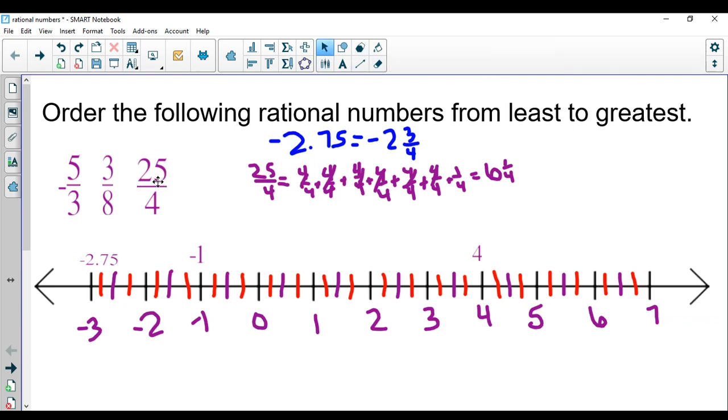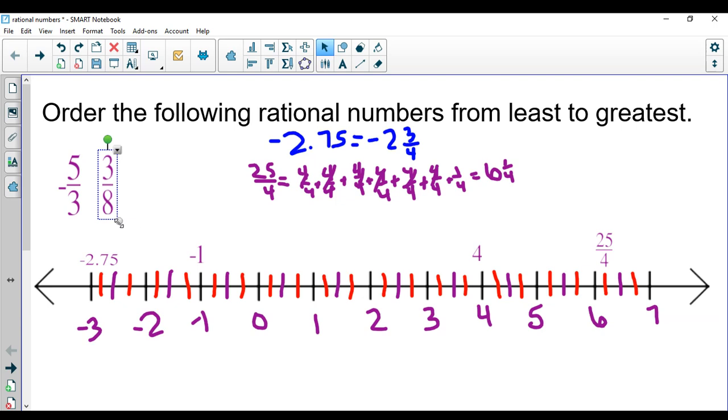So I know that it's going to move at least to the 6, and then I need to move 1/4 further, which would put it at this red line right here.